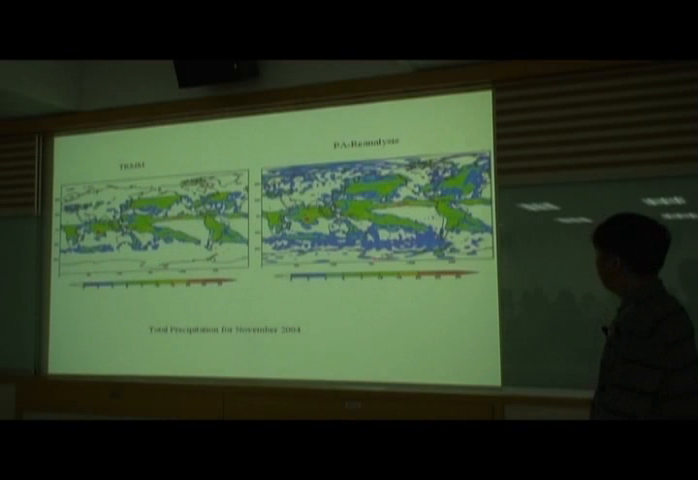This is the result. This is the November mean precipitation comparison. Because TRMM 3B42 is limited to 50 south to 50 north, we will show results over that area.